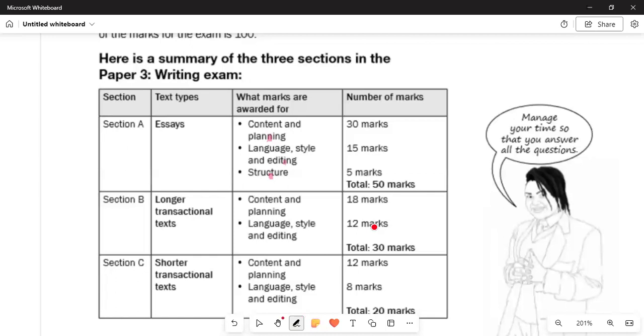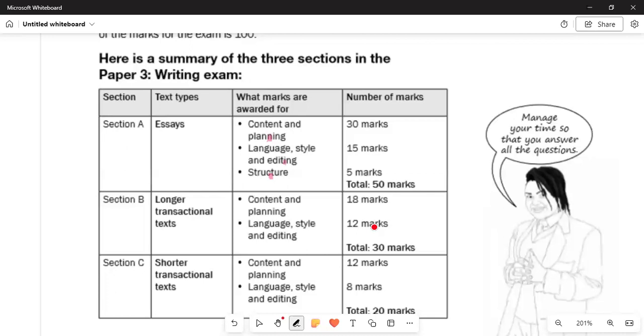The language, style, and editing is for 15 marks. The structure is for 5 marks. When we talk about language, style, and editing, we mean that you need to use the correct wording. The style is the choice of words that you use, which we refer to as diction, and you need to understand them. Then we talk about editing your structure. You must have the first draft and the final draft to understand this concept, and that is for 5 marks, for a total of 50 marks.